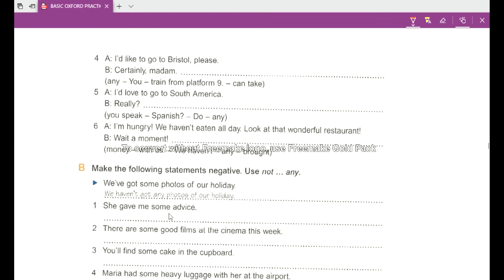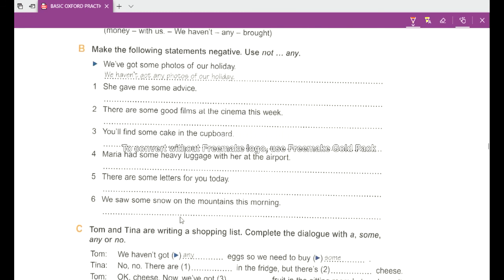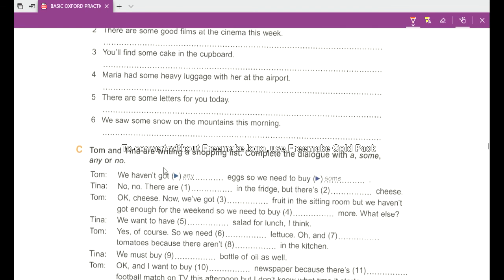She gave me some advice. Can you write the negative? She gave me some advice. How will the negative be? We use any and not. If the verb here has not, it means that where you have some, you have to use any. So here it will be: she didn't give me any advice. I gave all the explanation and I believe it will be very easy for you, from 1 to 6. And you have C about Tom and Tina, writing their shopping list.